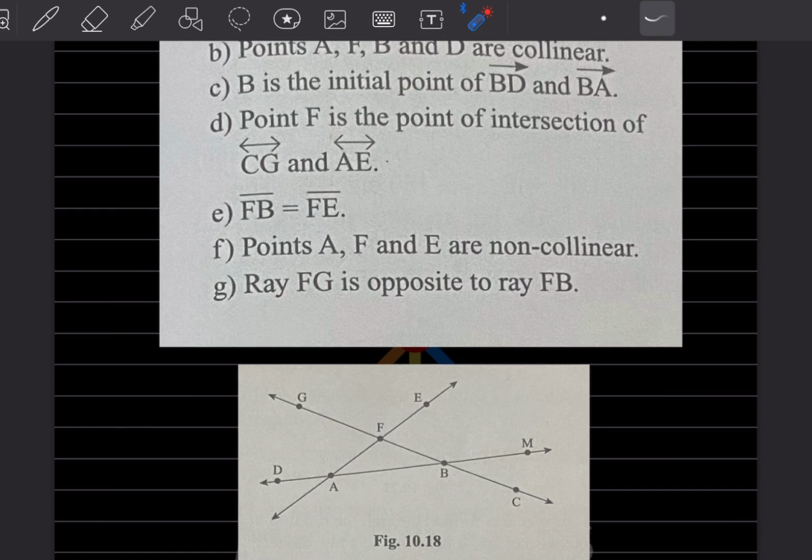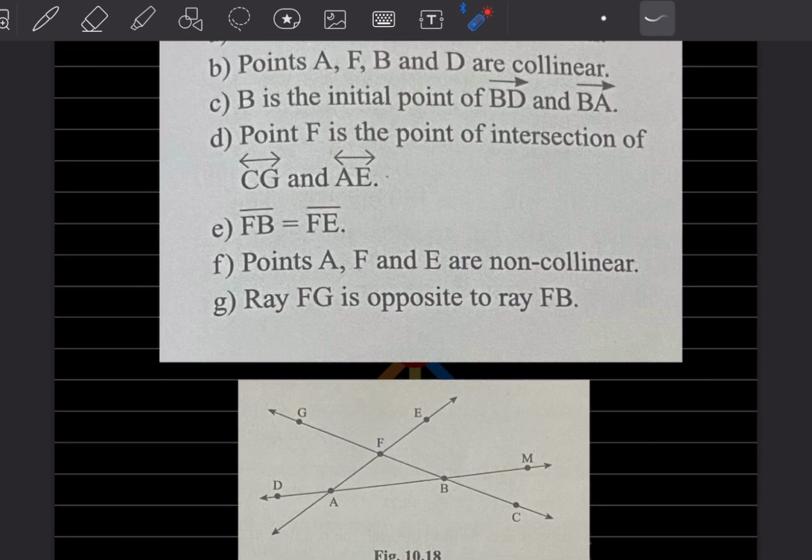Points A, F, B and D are collinear. So they're saying A, F, B and D are collinear, but F is outside here. So it's false.